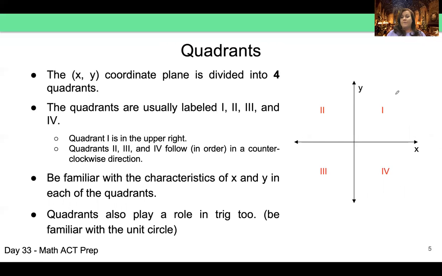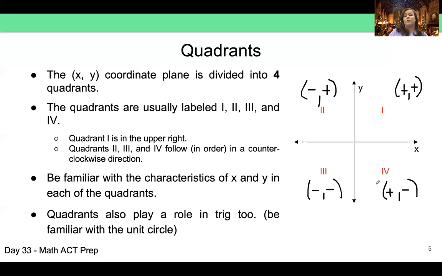Quadrant 1, x is positive and y is positive. In quadrant 2, x is negative, but y is positive. In quadrant 3, we all tend to remember this one, negative, negative. And quadrant 4, x is positive, y is negative. And it's very important to know that because if I give you the point -3, 2, you should know it's in the second quadrant.